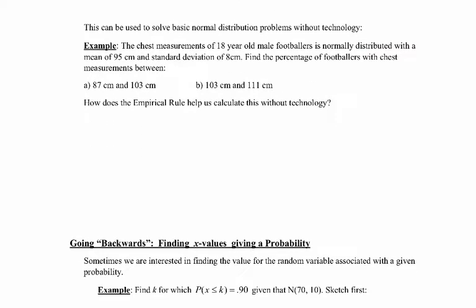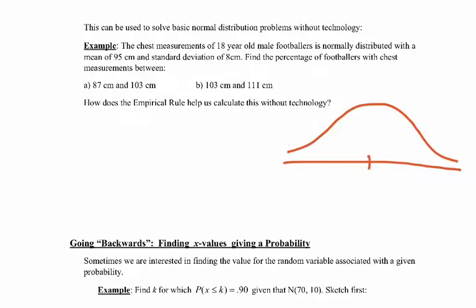It says the chest measurements of 18-year-old male footballers is normally distributed. They have to tell you it's normally distributed, first of all, so that's got to be in the question. The mean is 95 centimeters and the standard deviation is 8 centimeters. Find the percentage of footballers with chest measurements between 87 and 103 first. So how can we figure this out without using technology? Let's draw a picture and let's label the important information.